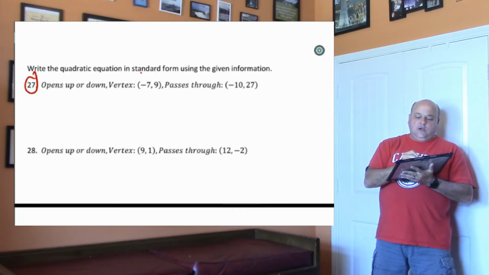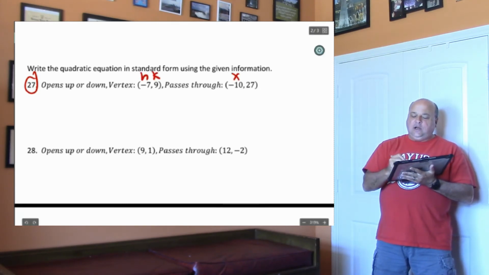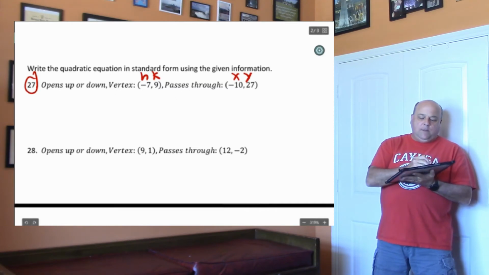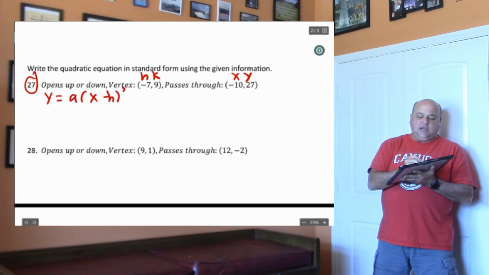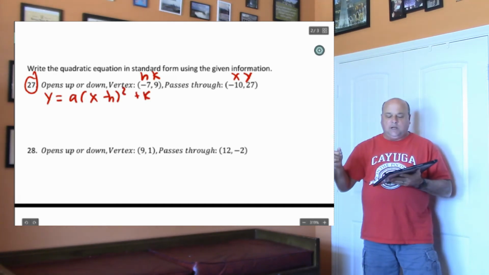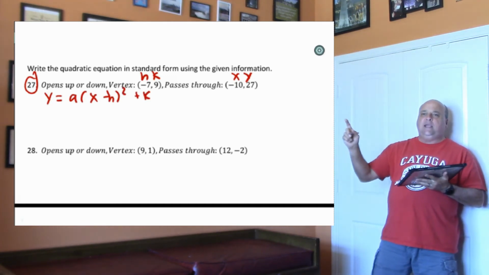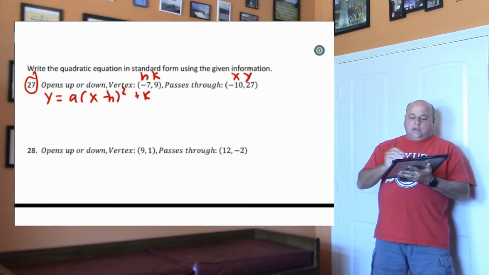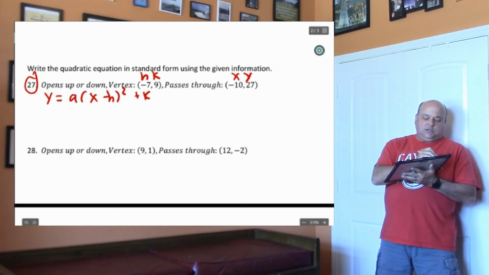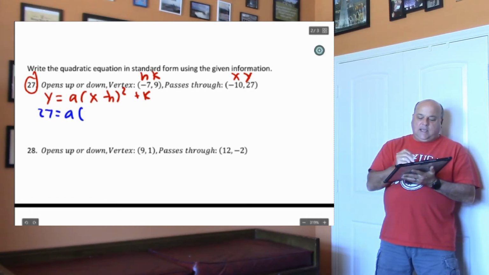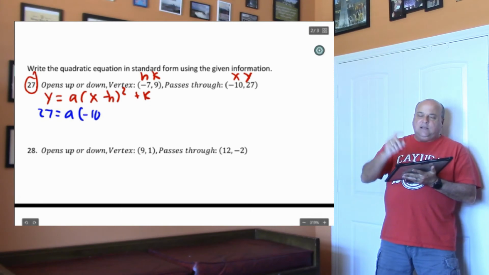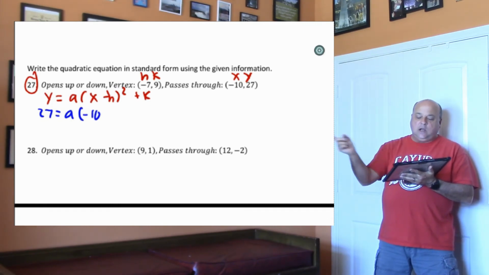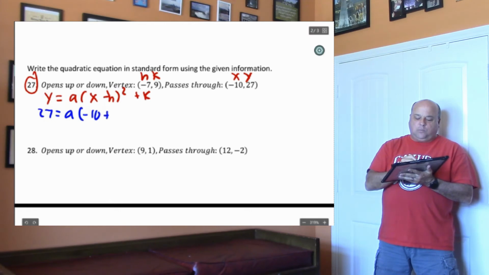Number 27, your vertex is (h, k) and it passes through (x, y). And remember, you're going to do y equals a(x minus h) squared plus k. That's on your formula chart. We know all of this but the a, so we have to find the a. Okay, so the y is 27. I'm going to change colors here. 27 equals, we do not know the a. The x is negative 10. This is the most tedious thing you have had this whole lesson. When you put the h in, it flips, so plus 7 squared, and then the k is 9.